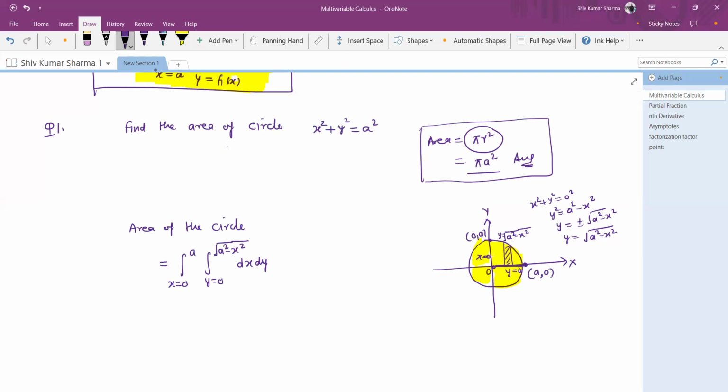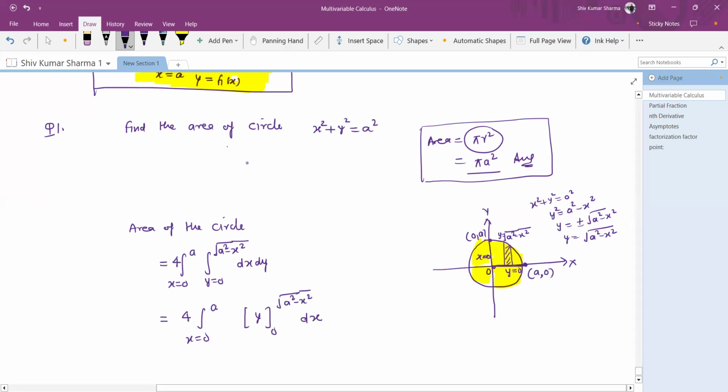So here we are going to calculate the area of the quadrant. And we have 4 quadrants in the circle, so directly we multiply by 4. So we evaluate the area of the circle in the first quadrant and multiply by 4, so we can get the area of the whole circle. So 4 into x equal to 0 to a, and we solve for y. So integration of dy equal to y, from 0 to root a square minus x square, into dx. So apply the limit.